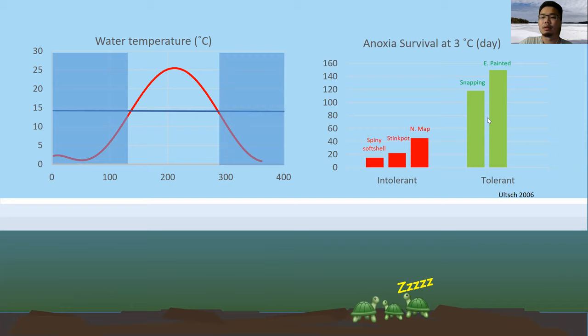Okay. With that aside, especially for the turtles on the left, the anoxia intolerant turtles, hibernation under the ice could be challenging, right? Because in the wintertime, if the lake is frozen, there's no way the air will get into the water, which means they have to rely on whatever oxygen is left in the water. So if the oxygen in the water is not sufficient, the turtles will have a very hard time hibernating at that spot.